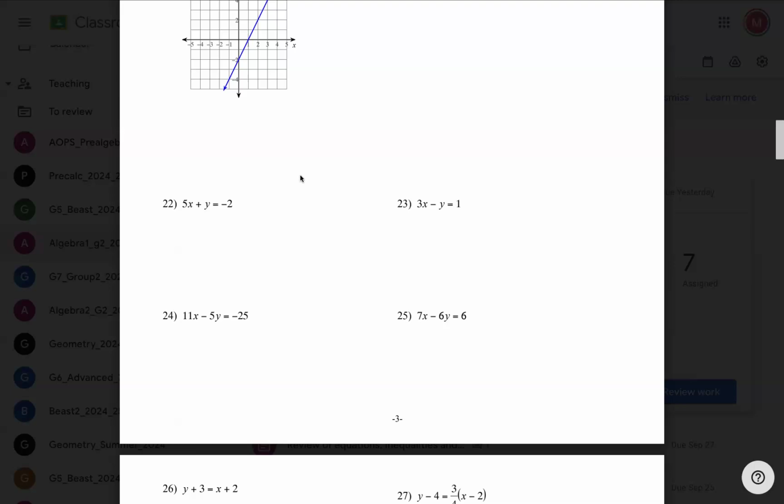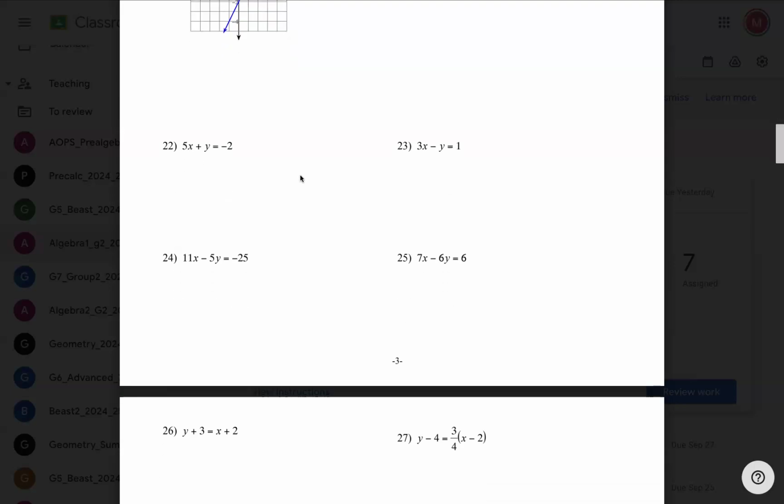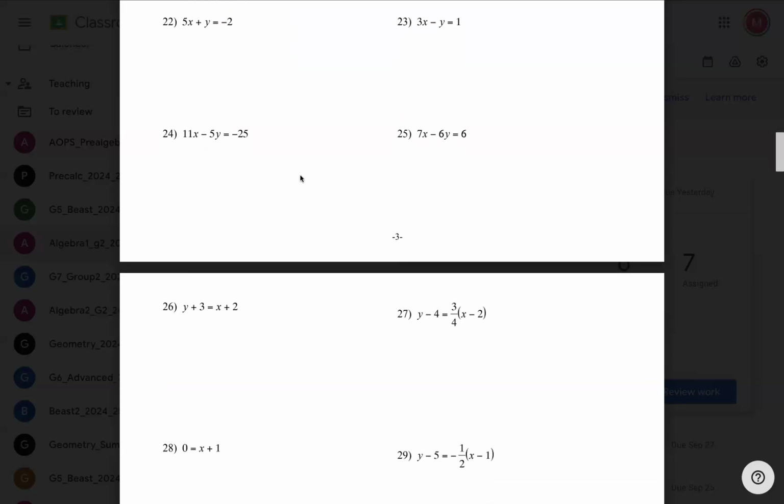Okay, so how I did this is that... Could you please scroll up a bit? Is it number 22 or 20? 22. Okay. Go ahead. Since we have to write this in slope-intercept form, y has to be alone. So I subtracted 5x on both sides, which gives me y equals negative 5x minus 2.